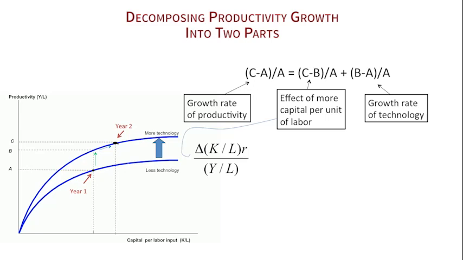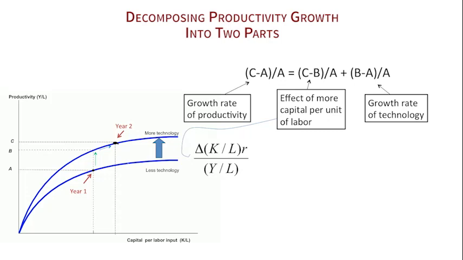Well, here's what it is. In the numerator, we're looking at the change in capital per unit of labor. That's the movement in this curve along the horizontal axis. That's the change from year 1 to year 2 in capital per unit of labor. We've multiplied that by R, which is the slope of the productivity curve at that point. So we multiplied that distance by that slope, and of course that should give us the distance on the vertical axis. Okay, so you take the change on the horizontal axis, multiply by the slope, and you get the change on the vertical axis. So it's just another way to represent C minus B.